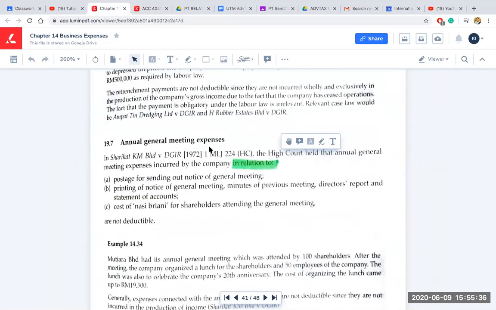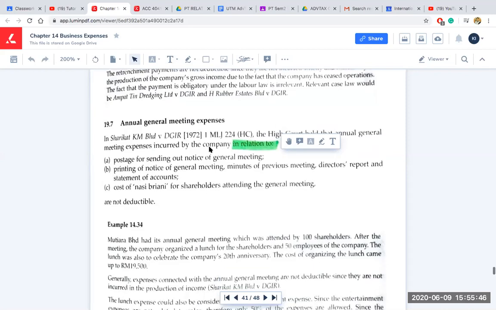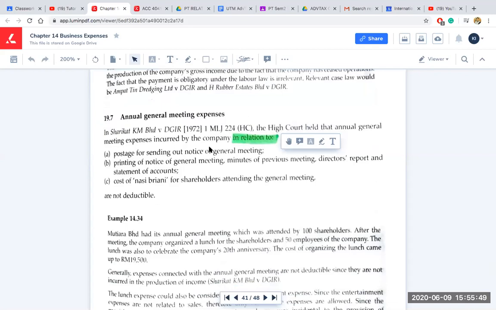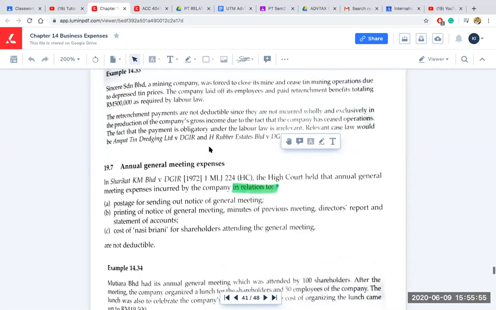Then the High Court held that retrenchment is not deductible and the company was going out of business. Money expended on retrenchment before could not be said to have wholly exclusive incurred in the production of income. Right? Sebab company dah tutup. Right? And then you make payment. How is that payment in the production of income? Sebab dah tutup. Right? So that's how dia punya justification lah.